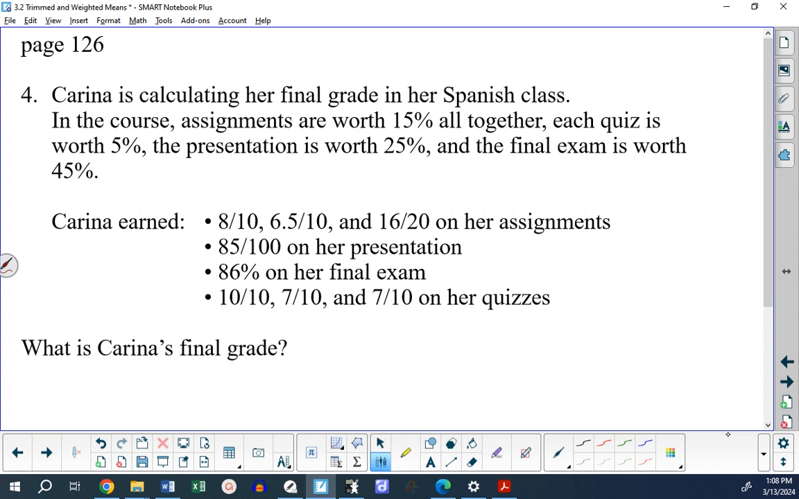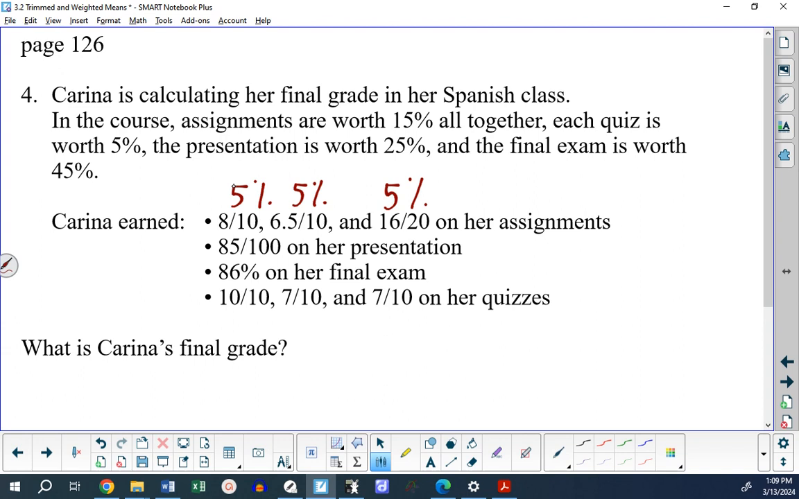Altogether. They're not 15% for each assignment. Okay? They're worth 15% altogether. And what we can assume here, everybody, is since there are 3 assignments, that each one is worth 5%. There's another way to do this problem, but I don't want to get into it today. All right? There are 3 assignments. If the assignments are worth 15% altogether, then each is worth 5%. 5 plus 5 plus 5 is 15.